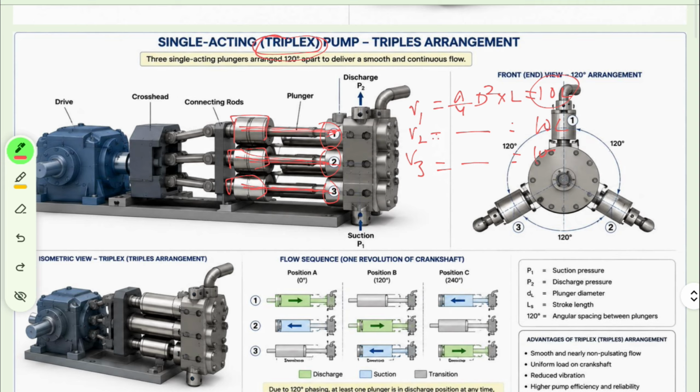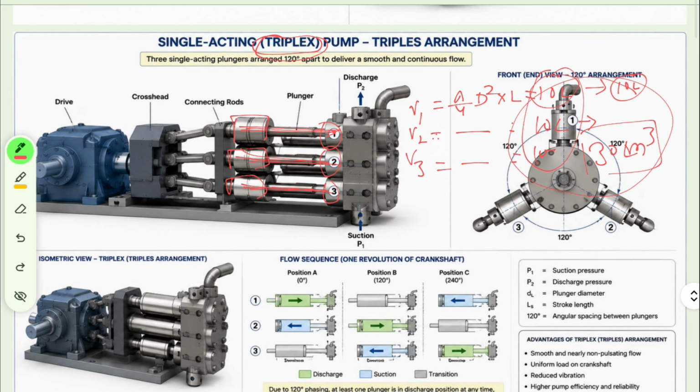10 liter. So in one stroke you are able to obtain 10 liter of volume in a one cylinder. But if you have a 3 cylinder, now you are able to obtain 30 liter or meter cube of volume, right? Are you able to understand? So the discharge volume is increased. That is why we add a 3 cylinder, right?